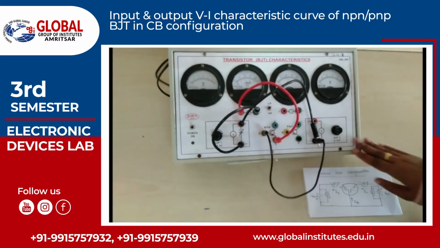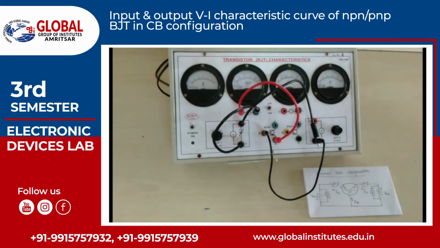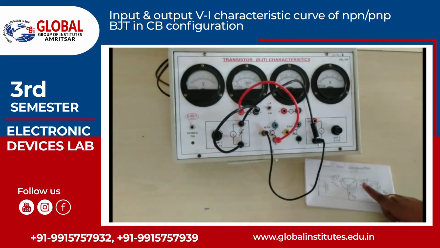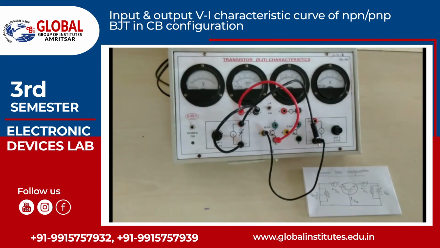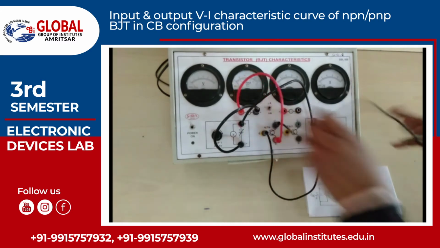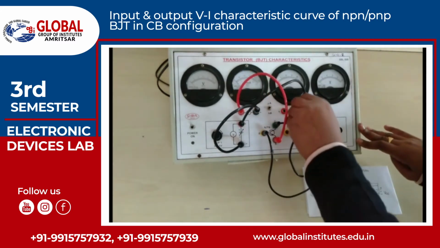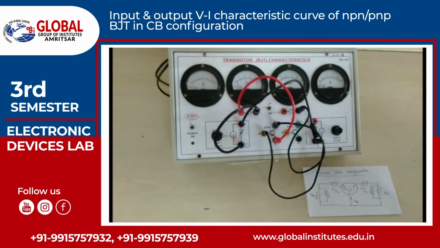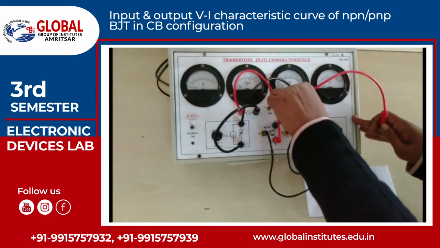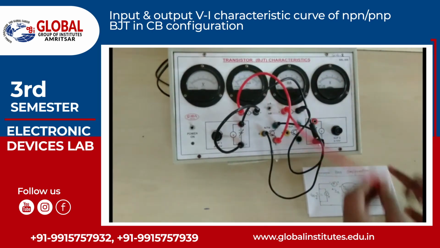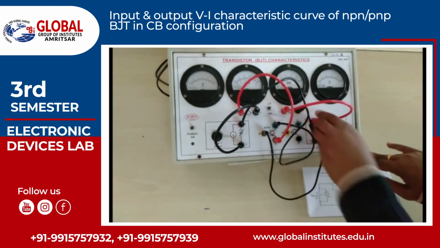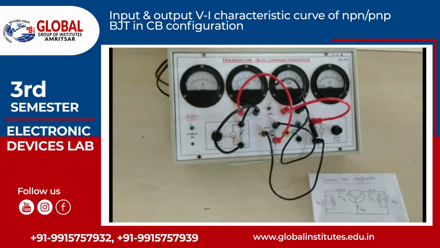So this is the emitter of the transistor, and collector of the transistor is connected to the negative terminal of the second ammeter. Collector of the transistor is connected to the negative side of the ammeter, and positive side of ammeter is connected to the positive side of the voltmeter. So this is the circuit diagram of common base configuration. Now we will take the readings for drawing the input and output characteristics.